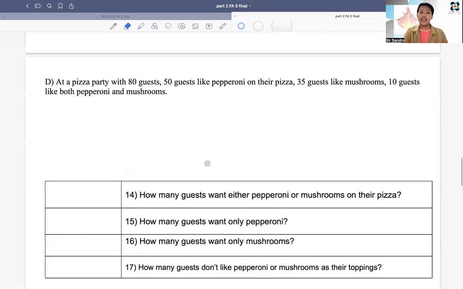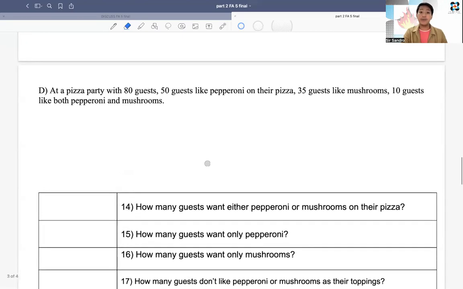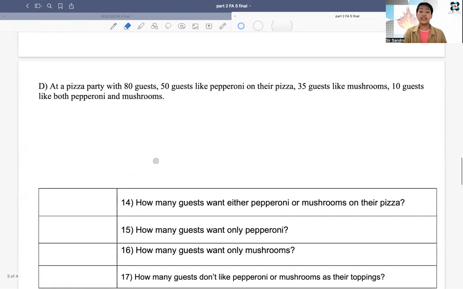At a pizza party with 80 guests, 50 guests like pepperoni on their pizza, 35 guests like mushrooms, and 10 guests like both pepperoni and mushroom. So we have a lot of questions. I think we're going to answer 4 questions. But before going through the questions, I want you to create your Venn diagram first. How many circles are we going to draw? Pepperoni and mushroom are involved, so there are only 2 overlapping circles. How did you know that they are overlapping? Because it says here that there are 10 guests who like both pepperoni and mushroom.